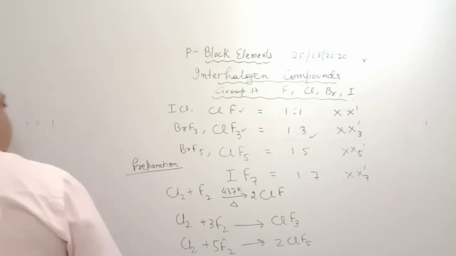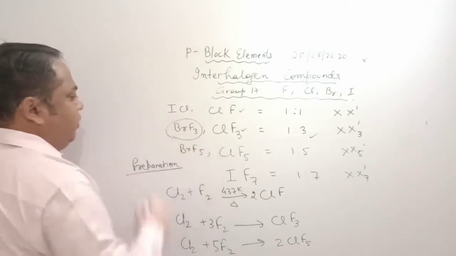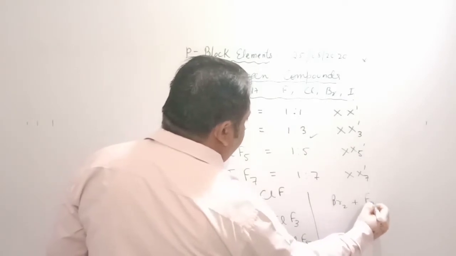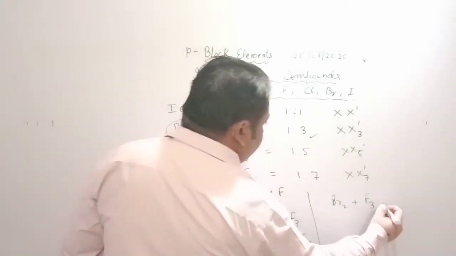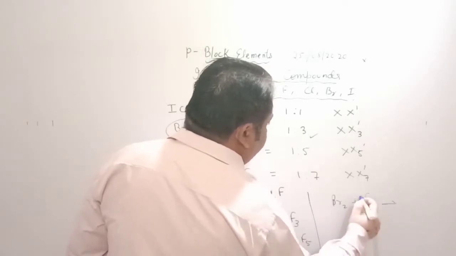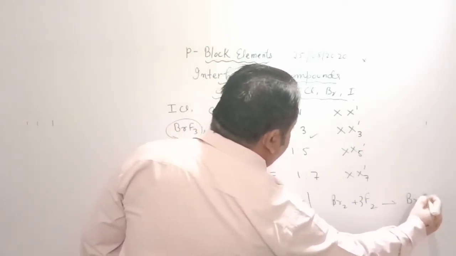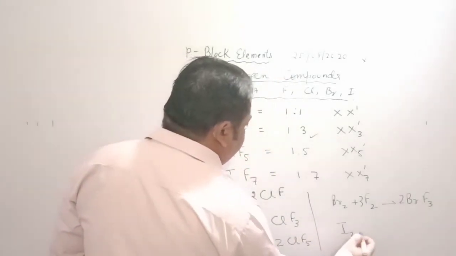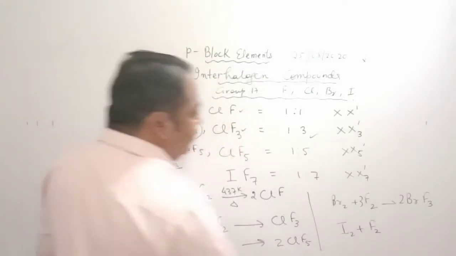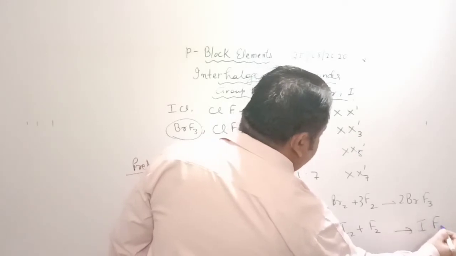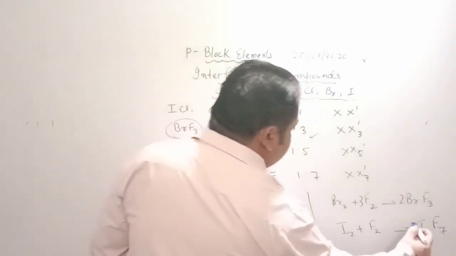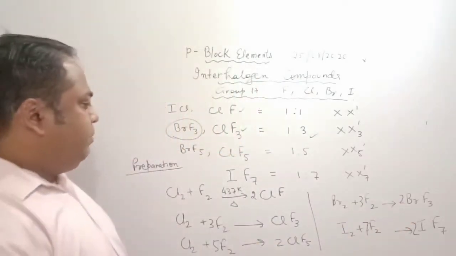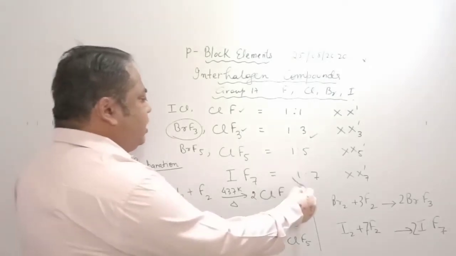Similarly, Br2 and F2, if I have to prepare BrF3, then what will I do? I will take Br2 and F2 and I will make it 3 times. So this will become BrF3. So I have to make it 2 times. Iodine and fluorine, they are diatomic. So how will I make IF7? IF7 I have to make. So I will make it twice and I will make it 7 times. So in this way this is prepared. So preparation is not a big challenge, you can remember it very easily because the ratios are seen.